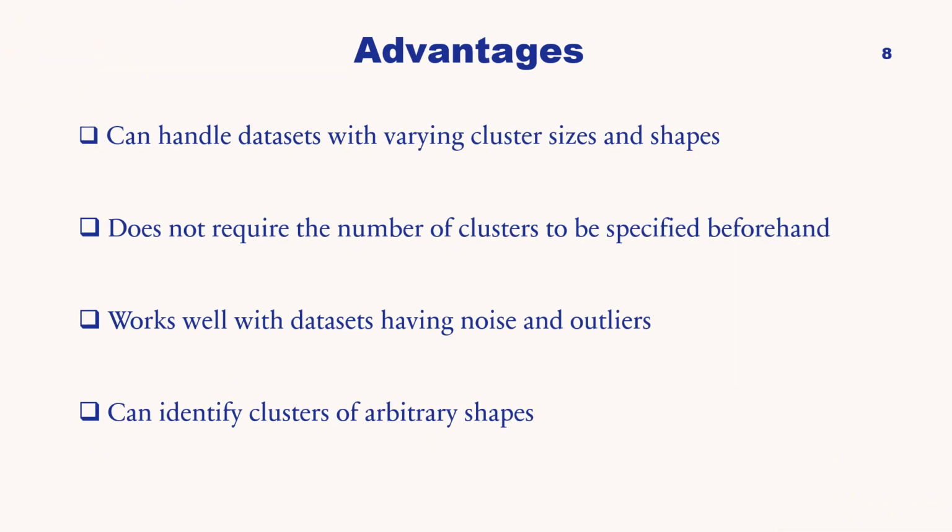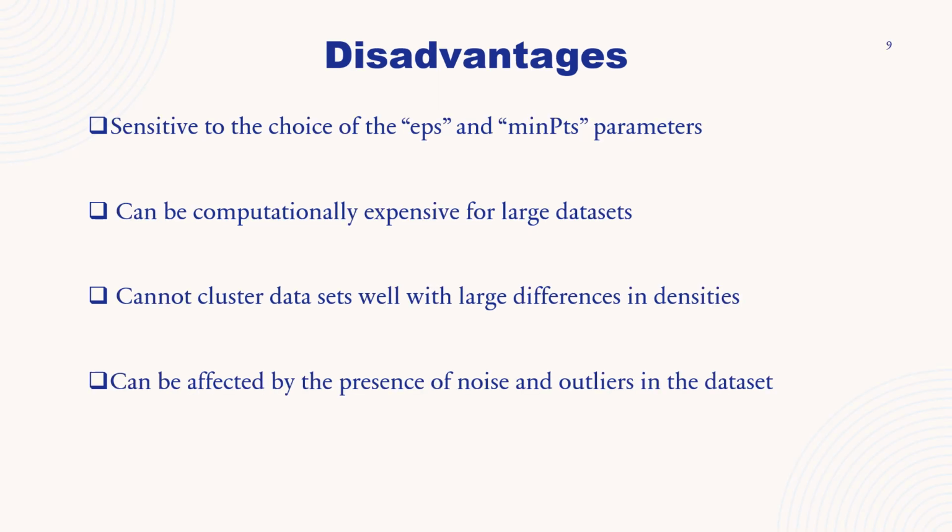The advantages of this algorithm is that it can handle data sets with varying cluster sizes and shapes. It also does not require the number of clusters to be specified beforehand, and it works well with data sets that have noise and outliers. And then it can also identify clusters of arbitrary shapes. And the downside is that it is sensitive to the choice of the epsilon and main points parameters. It can be computationally expensive for large data sets. It cannot cluster data sets well with large differences in densities, and it can be affected by the presence of noise and outliers in the data set.